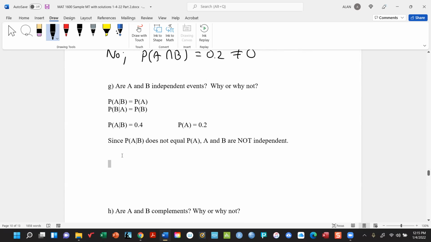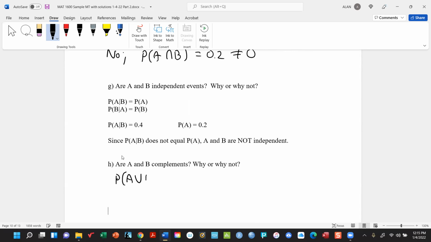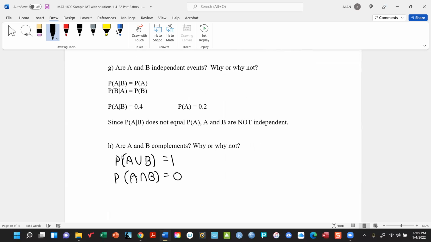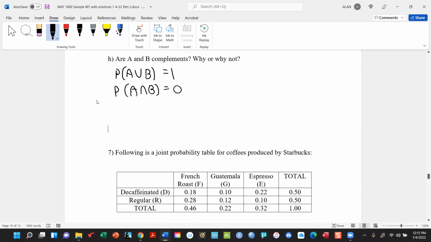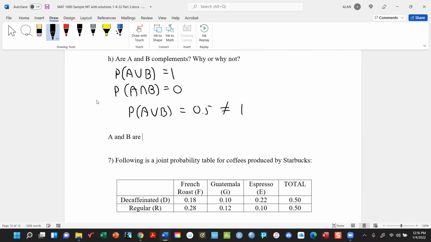And now complements, of course. We're looking for two things. We need the probability of their union to be the entire sample space, or equal to 1, I should say, and the probability of their intersection to be 0. Now, did we do the union? I think we did. We did. The probability of A union B turned out to be 1/2. But that's not equal to 1. So therefore, A and B are not complements.